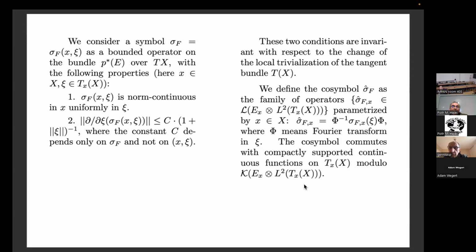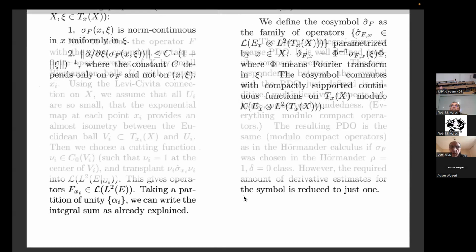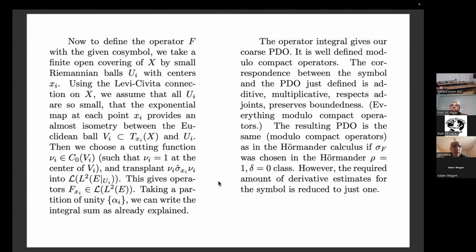The co-symbol, due to this second assumption, commutes with multiplication by continuous functions on this L2. I mean, if you multiply by any continuous function on L2 of x, it will commute up to compact operators. So that's the condition that we need.